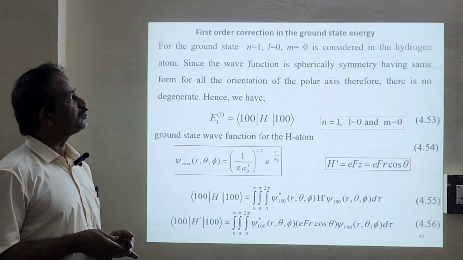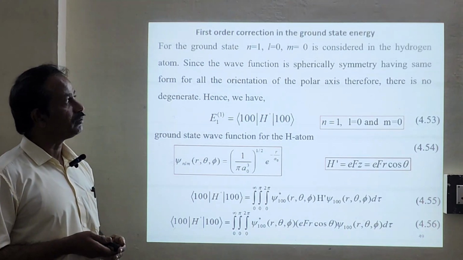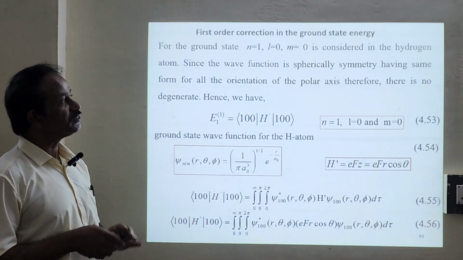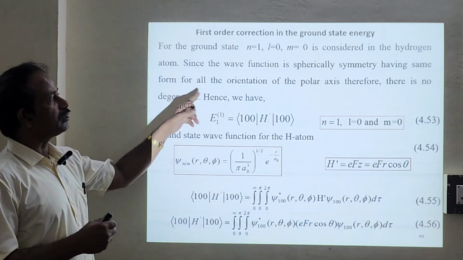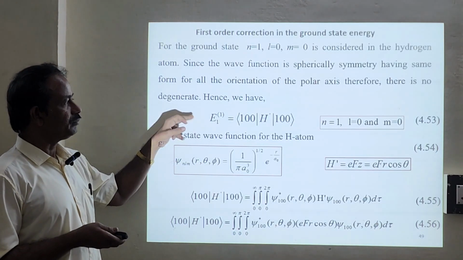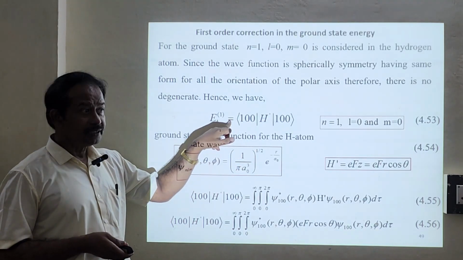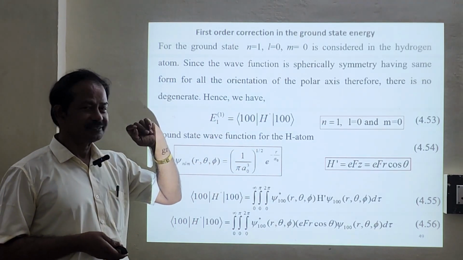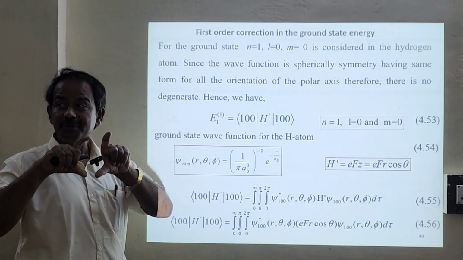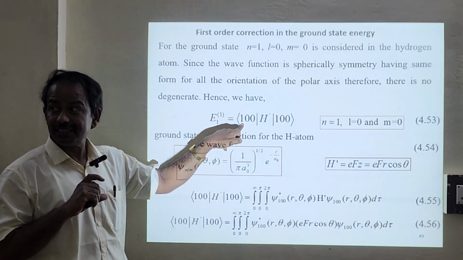So, first order correction in the ground state energy. As I said, for the ground state, n equals 1, l equals 0, m equals 0. Since the wave function is spherically symmetric, having the same form for all orientations, V of r vector equals V of r, and there is no degeneracy. We already studied the ground state for the non-degenerate case. Can you remember? For the non-degenerate case, the expectation value of the perturbing field is given as an expression.